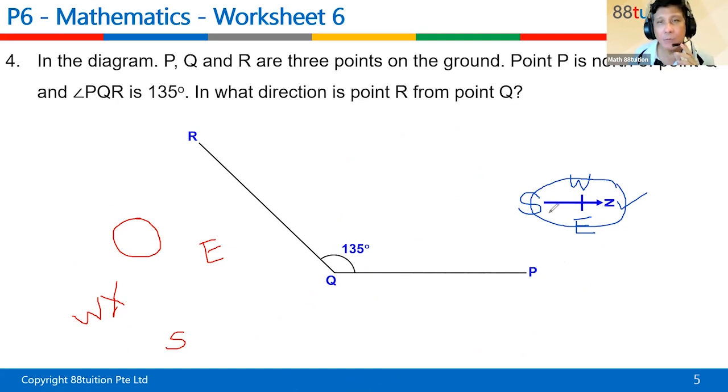All right. Then what is the meaning of saying in which direction is point R from point Q? So because of the word from and then point Q, you must put point Q right in the center. So I'm just drawing an arrow. Your Q should actually be right in the middle there. Okay. All right. So from Q, you will have to draw a line out to R.